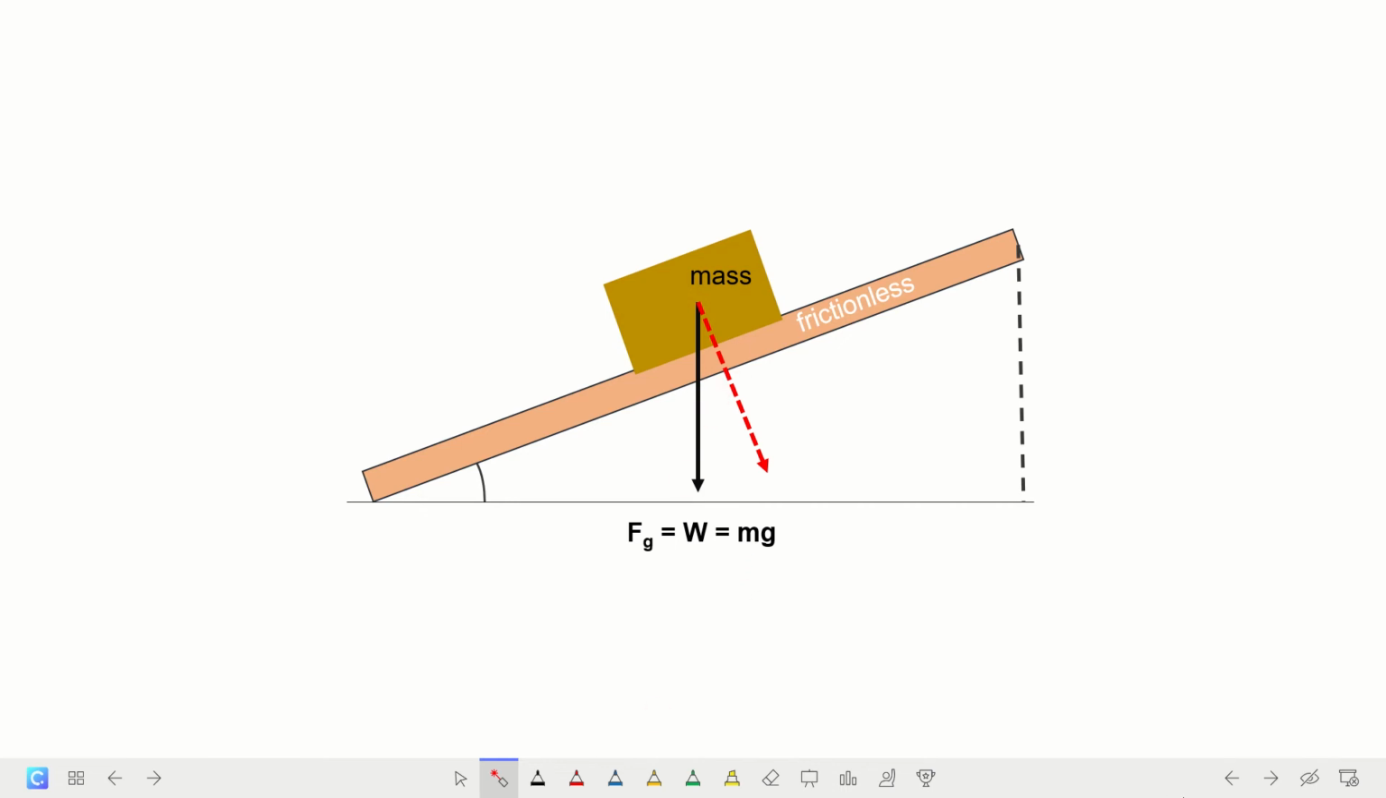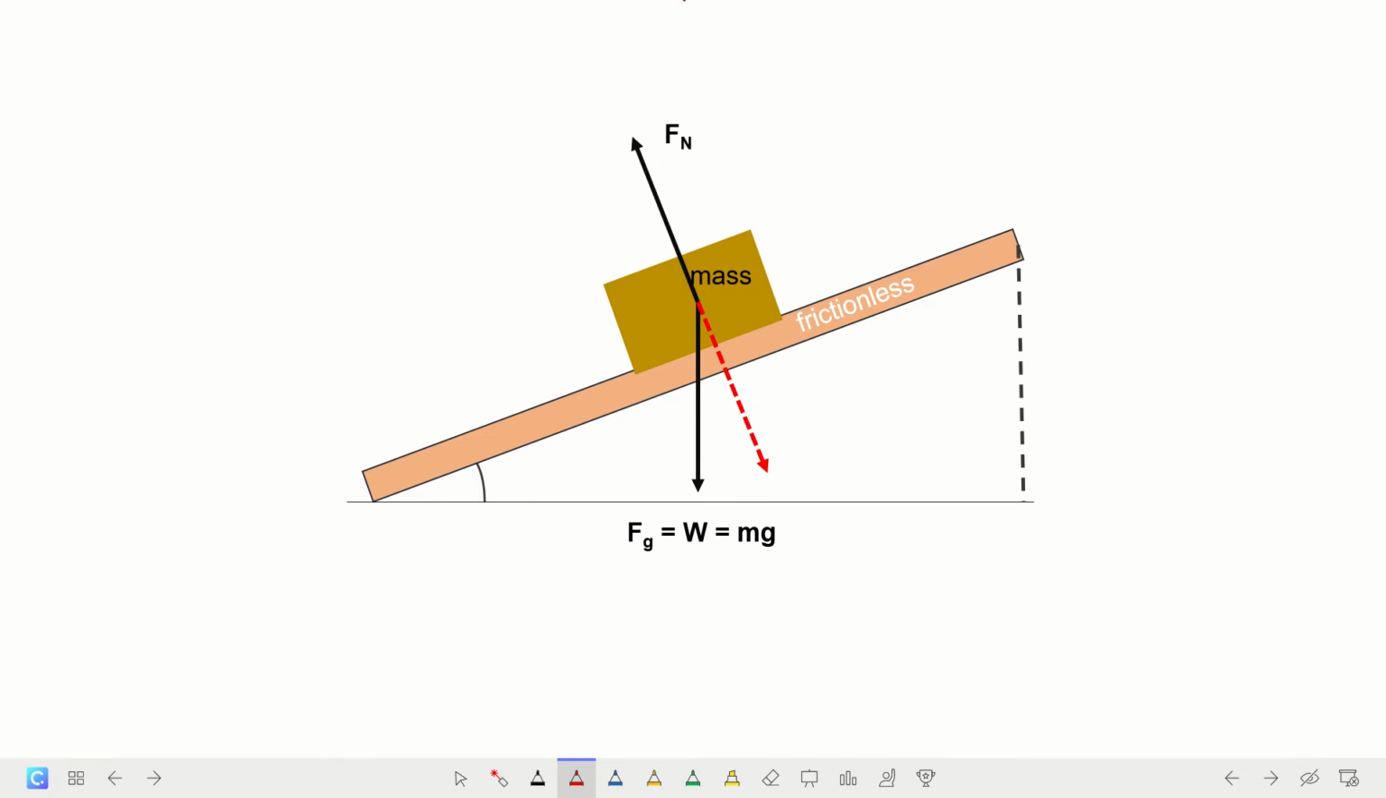The mass is sitting on an inclined plane, so it is in contact with this surface. This surface will also exert a force on this object. The force exerted by this plane on the object is the normal force. As you can see, this ramp is at an angle, so the force due to gravity is also at an angle with respect to the ramp. Let's draw this in a separate drawing, for example.